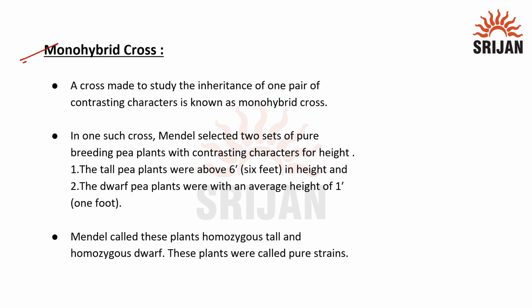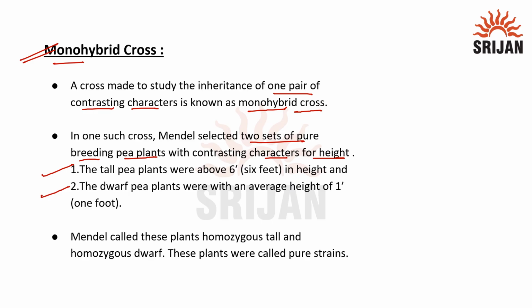Monohybrid cross, the name suggests mono means one. That means in monohybrid cross, we'll be studying about one pair of contrasting character. So Mendel has selected a character for height, and for this he has taken two sets of pure breeding pea plant. The first had a tall height and another one had a dwarf height.